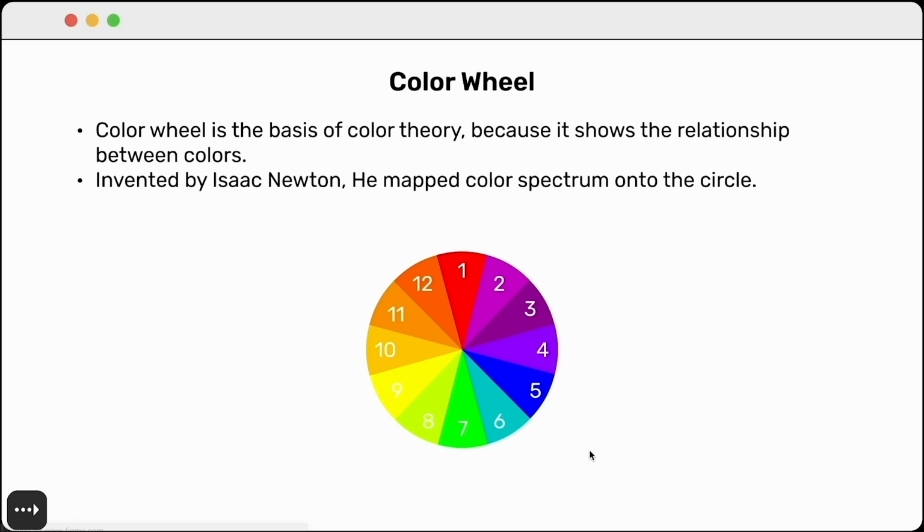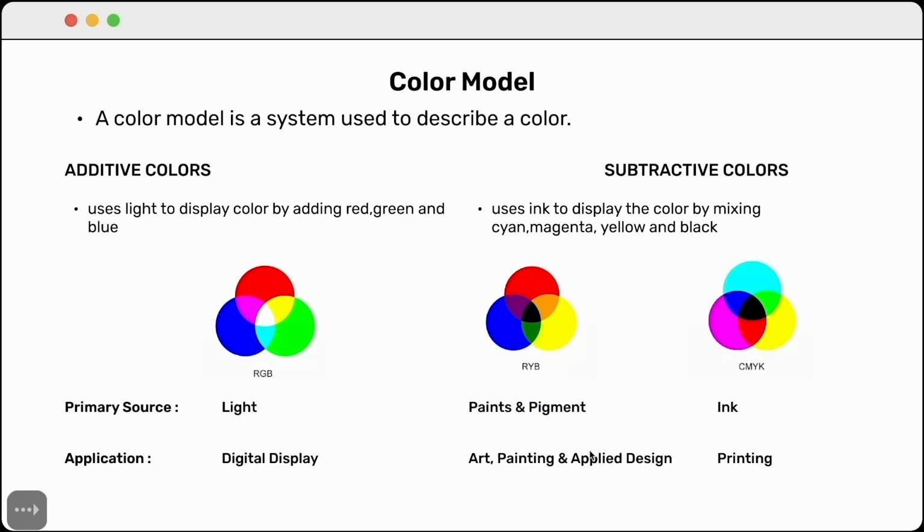This color wheel is invented by Sir Isaac Newton. He had mapped the visible color spectrum into the circle. We will see how this color wheel is derived with the help of primary colors. But before that, let's understand how color is categorized. Color is categorized using the color model. Color model has divided the color into two systems. The one is additive color, another one is subtractive color. Let's understand what is the difference between them.